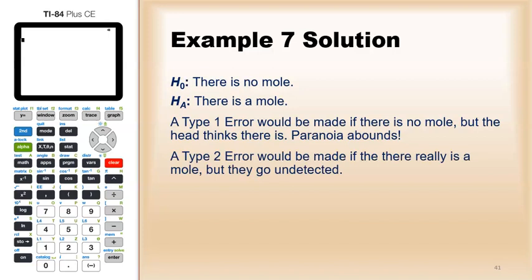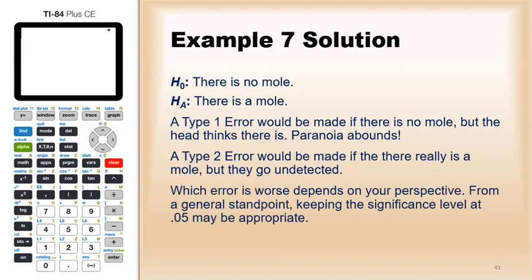A type 2 error in this case, where the alternative is true but we fail to reject, would be that there really is a mole, but they go undetected. Which error is worse? I guess it depends on your perspective in this case. From a general standpoint, keeping the significance level at 0.05 may be appropriate.